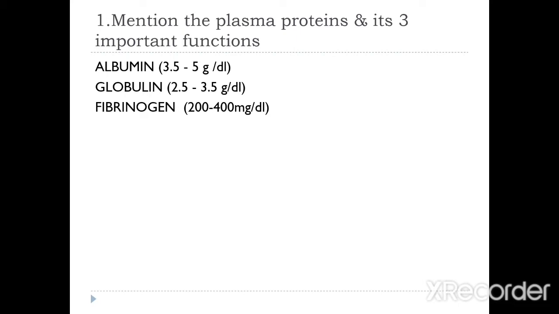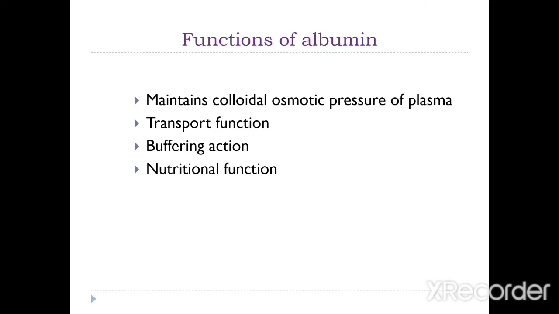Globulins are of alpha 1 globulin, alpha 2 globulin, beta and gamma globulins. Now we will see what are the functions of plasma protein. So albumin, the major function of albumin is to provide colloidal osmotic pressure in the plasma. So it will prevent the loss of plasma from capillaries and control the distribution of water in the body.